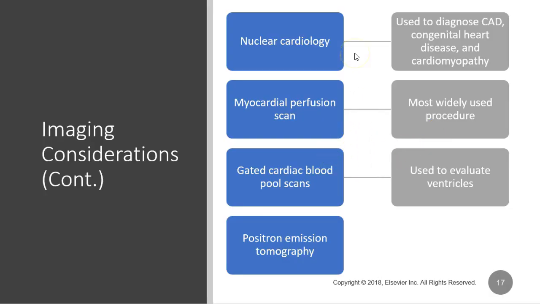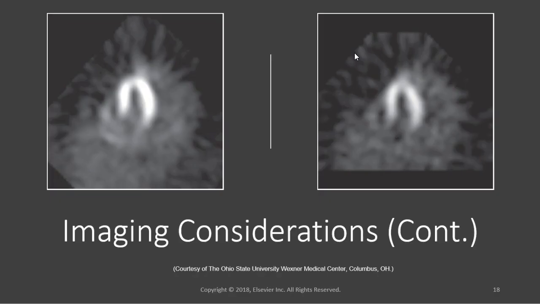So nuclear medicine is used to diagnose coronary artery disease, congenital heart disease, and cardiomyopathy. So myocardial perfusion is a widely used procedure. It's gated cardiac blood pool scans also. It's used to evaluate the ventricles, and positron emission tomography we'll use also. So when we look at nuclear medicine, it's a bunch of dots. So it's a radioisotope giving off its radiation, and it's picked up by a camera. So you can see there's a filling defect, looks like right here.